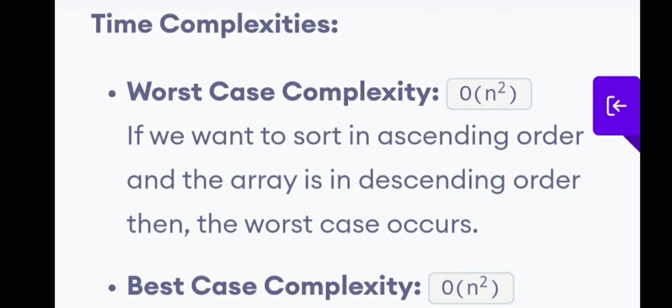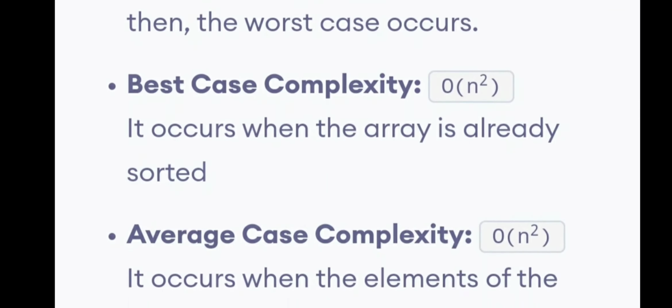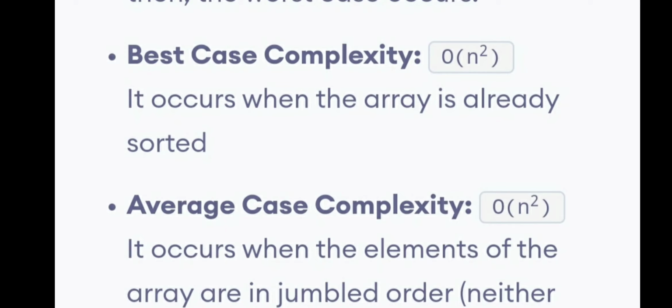One more time, the elements are in ascending order: 1 2 3 4 5 6 7 8 9 10. Our aim is to arrange those elements in reverse order: 10 9 8 7 6 5 4 3 2 1. So there is a need of a complete reverse. That situation is called worst case. If you want to sort in ascending order and the array is in descending order, then the worst case occurs. Next, best case occurs when an array is already sorted.